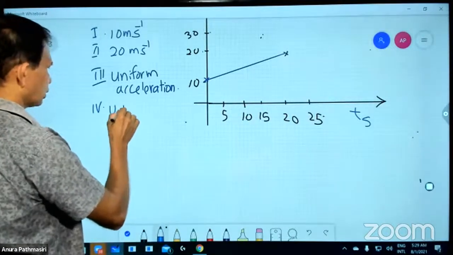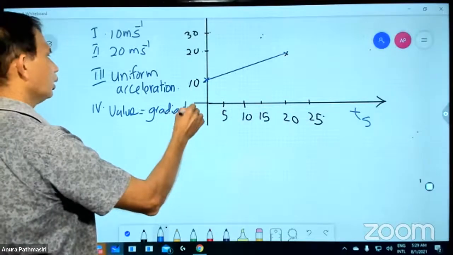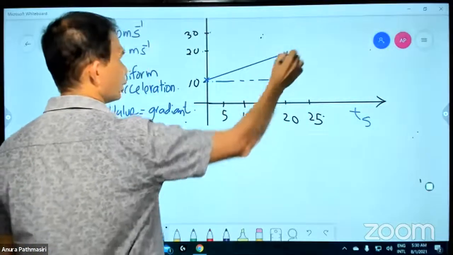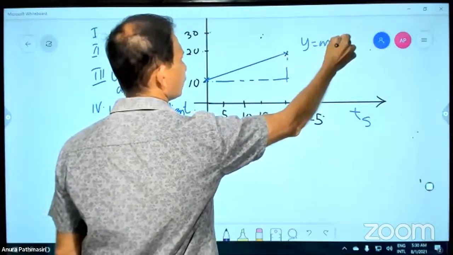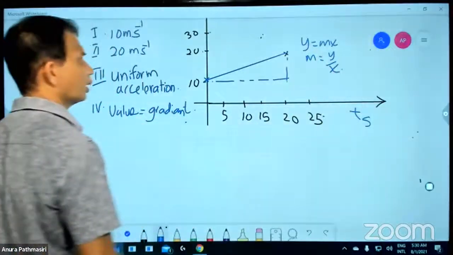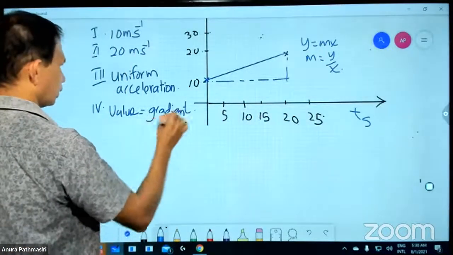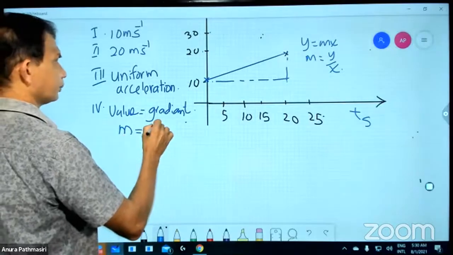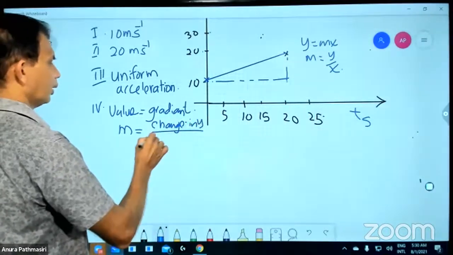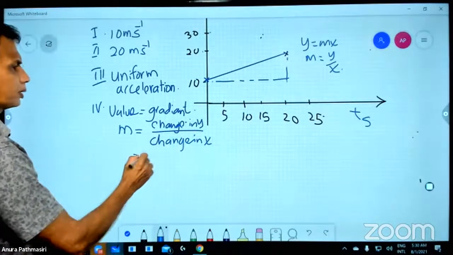What you have to write here is finding the value. The value is the gradient. How can I find the gradient? The gradient tells how inclined the line is. y equals mx plus c, so m equals y divided by x, since we have drawn a straight line. So the gradient m equals change in y divided by change in x.